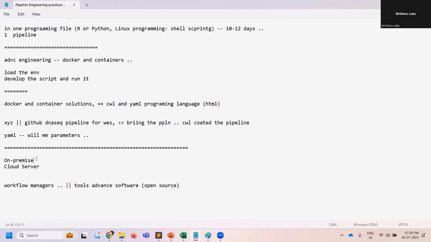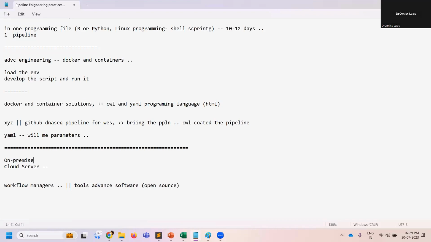But the cloud servers are not physical. They are all virtual. You can create a small virtual CPU, and there you can do all your analysis. It can be small, it can be big, it can be very, very big, depending on your choice.